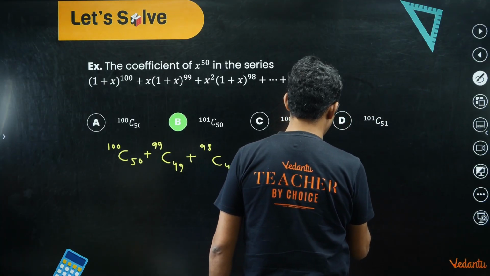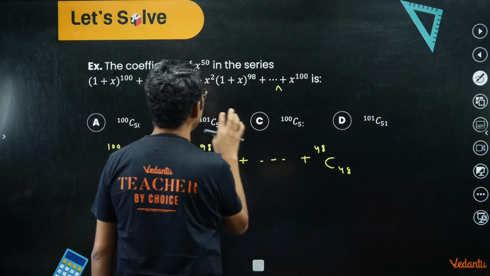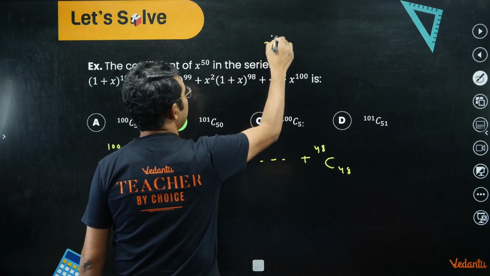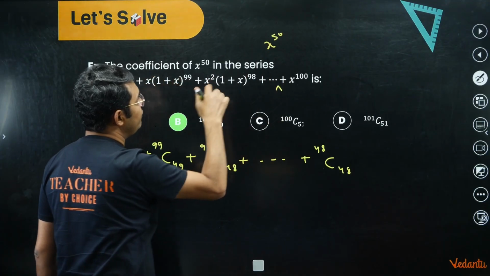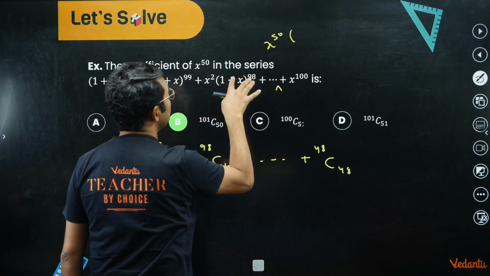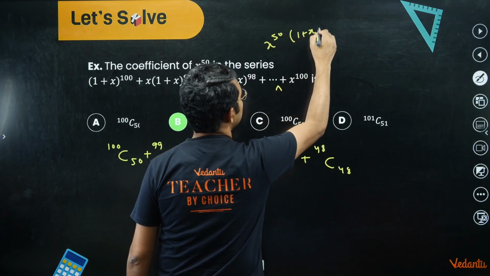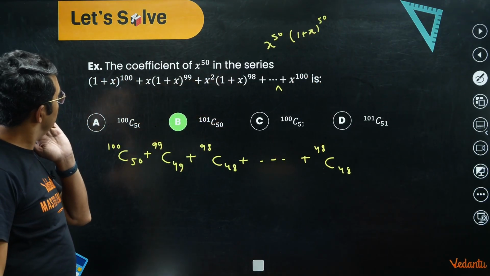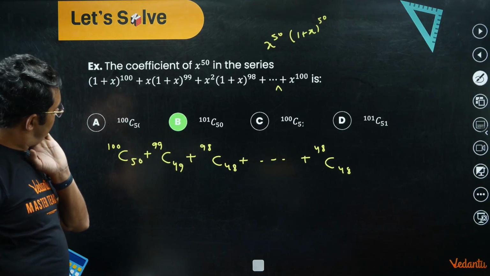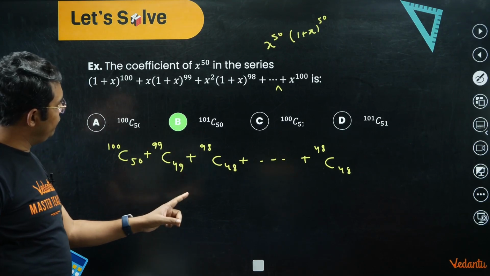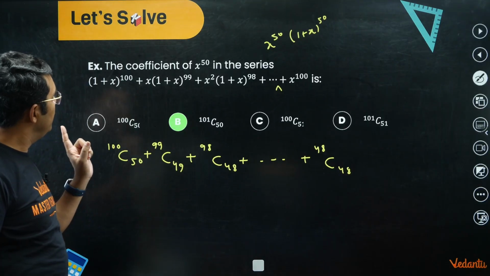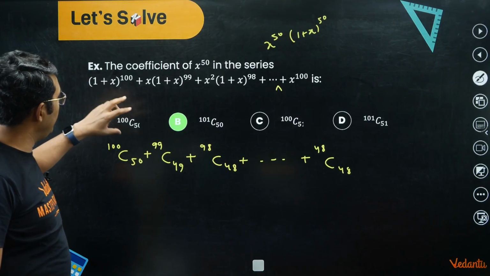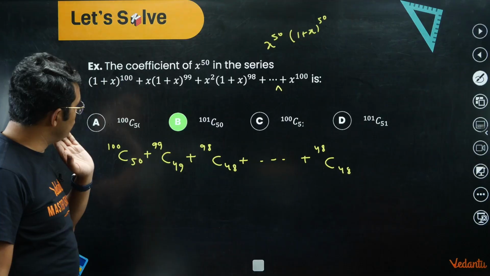48C48. Actually somewhere in between, as your powers will keep decreasing for this and increasing for x, x power 50 will come there, and the sum of these two is always 50, so this will be x power 50 here. Okay, so x power 50. So here we will be getting the constant term. Just 1 minute. I think I am missing something here. 1 minute. 100C50, 99C49, and so on.